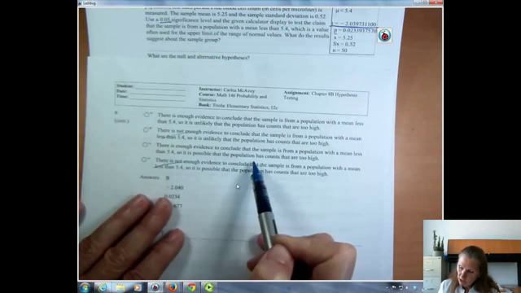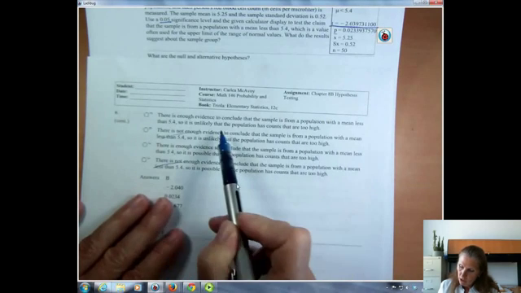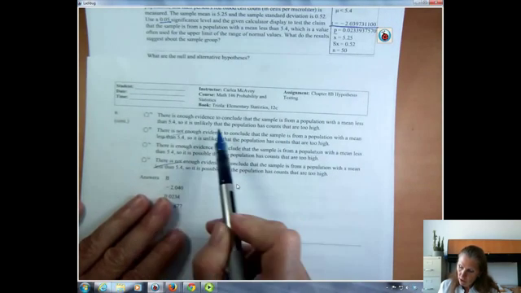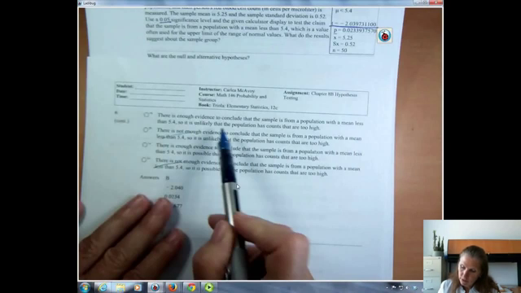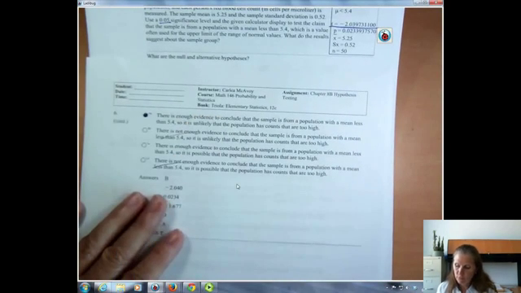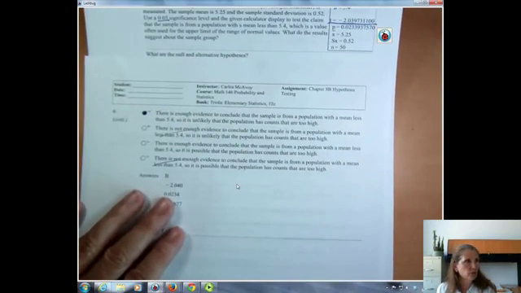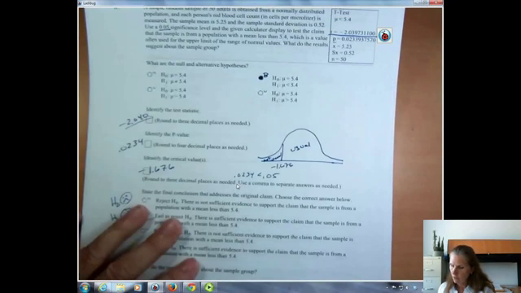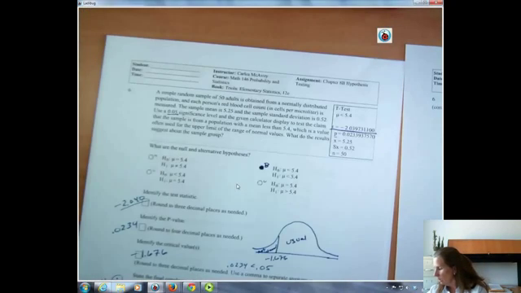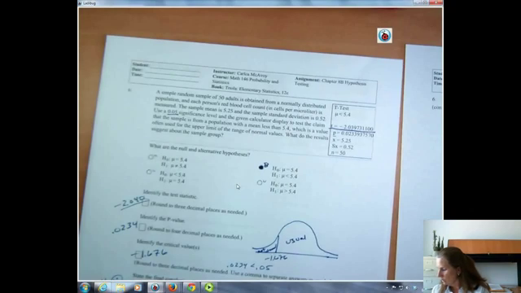So it's possible the population has counts that are too high. It's unlikely. We got this really small probability, so it's unlikely that those are too high. Okay, just warning you, be careful with the wording.